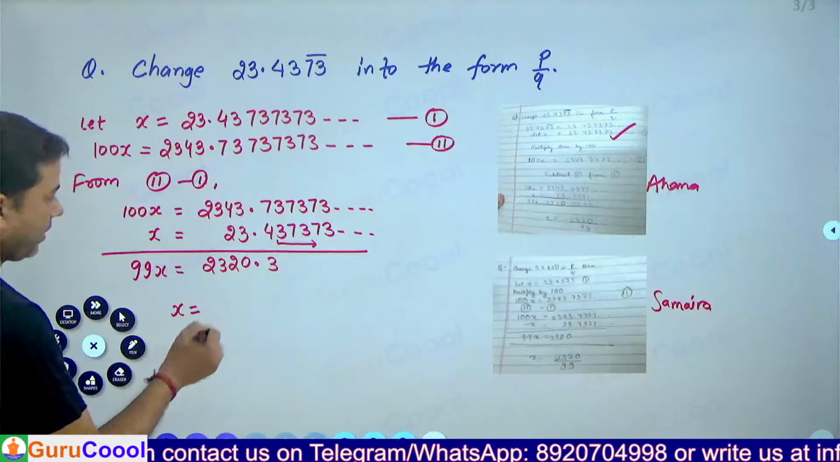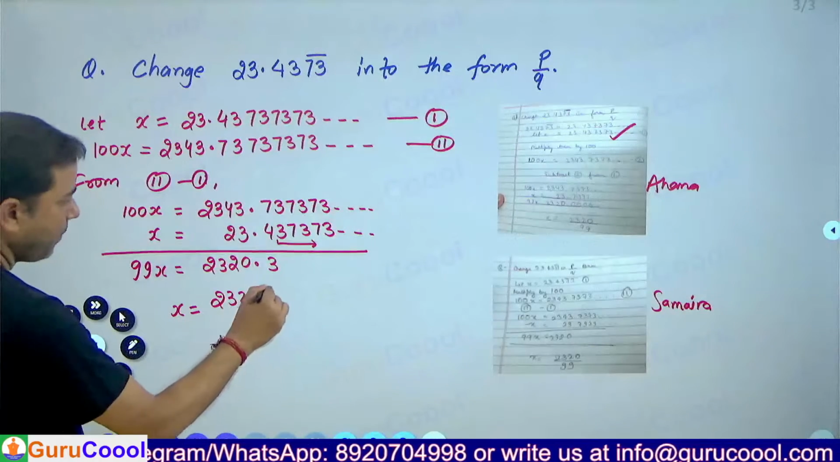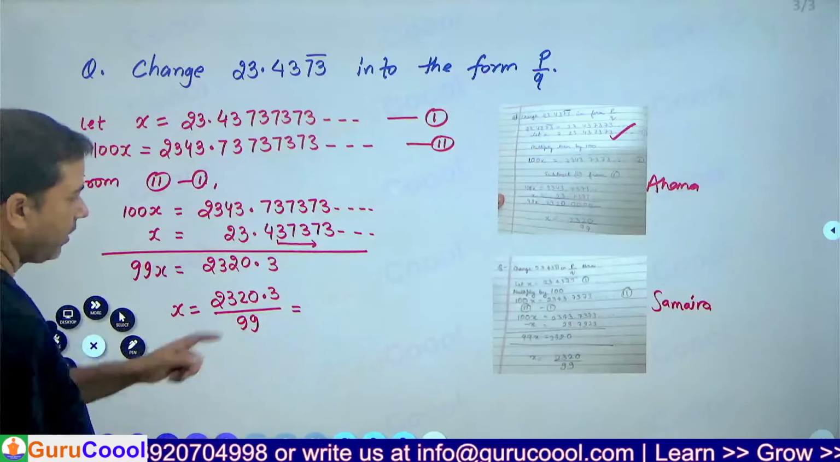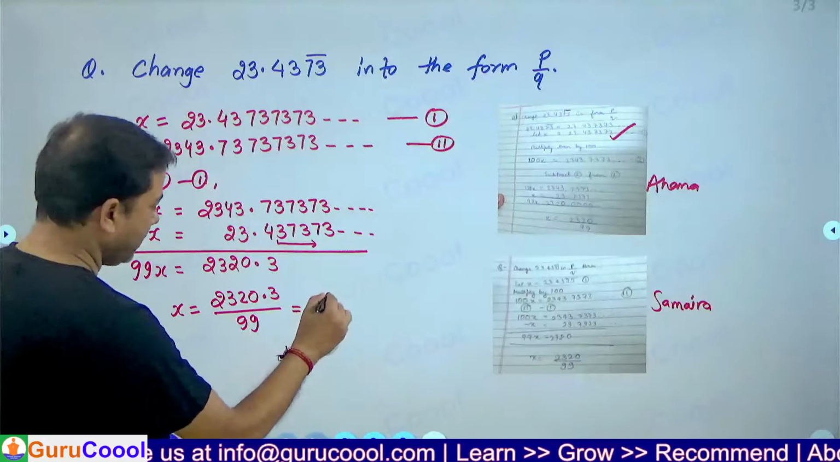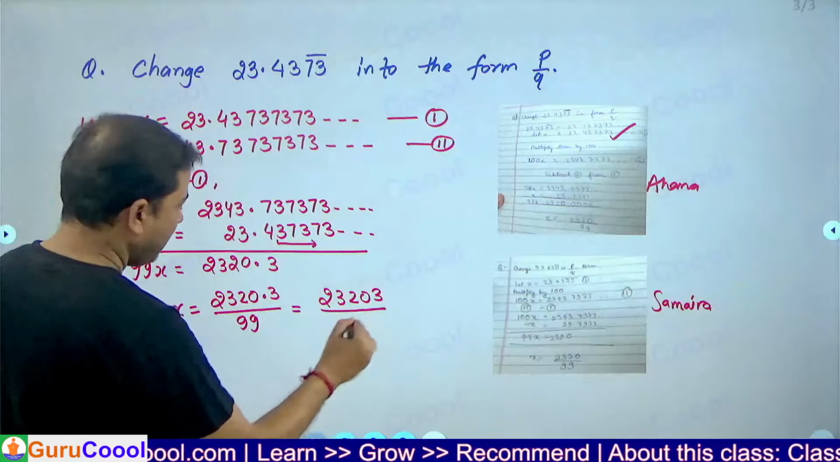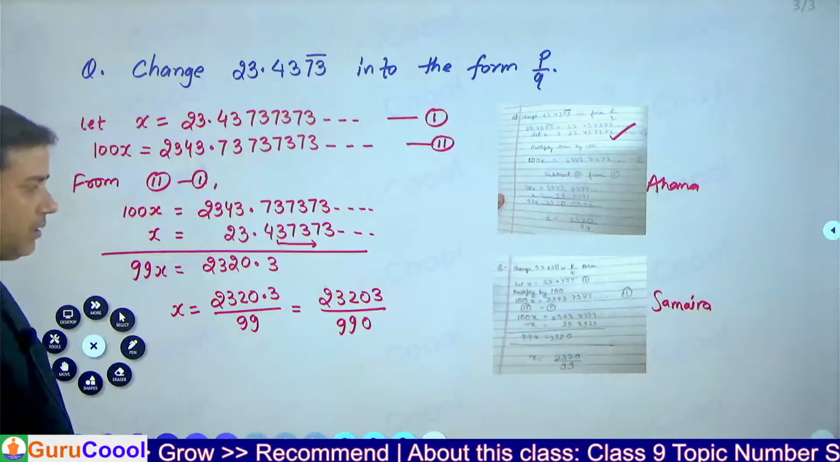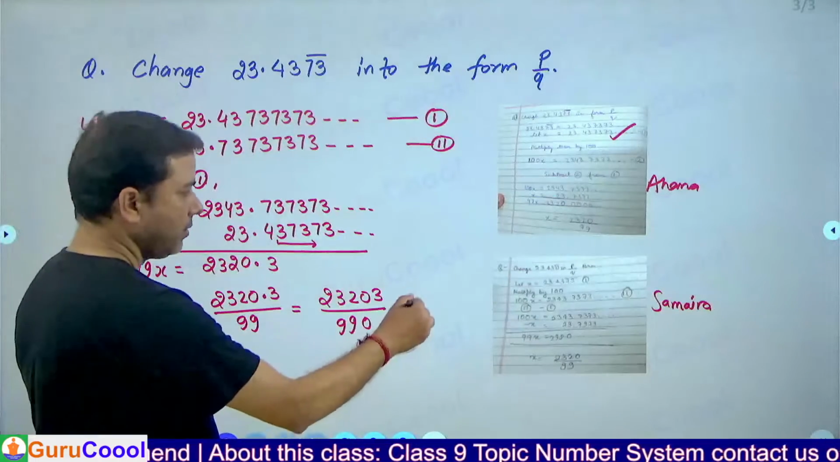Yes. So x is equal to 2320.3 divided by 99. Remove decimal from numerator, put 0 in the denominator. 23203 divided by 990. If it is possible to cancel out, we will, else this is the answer.